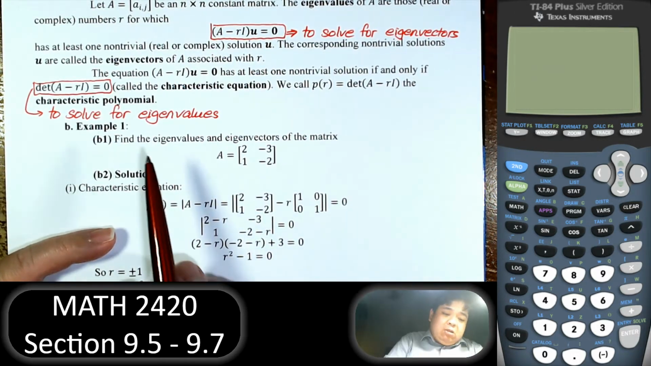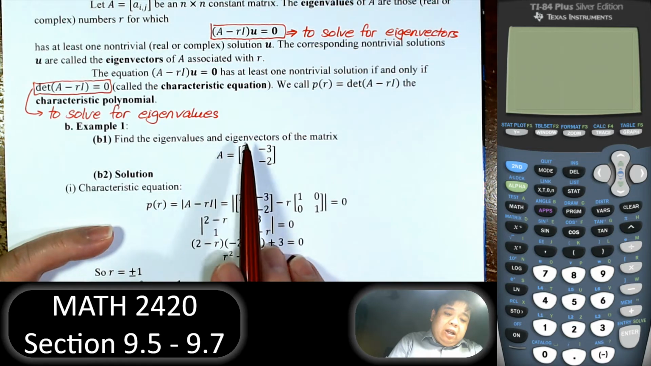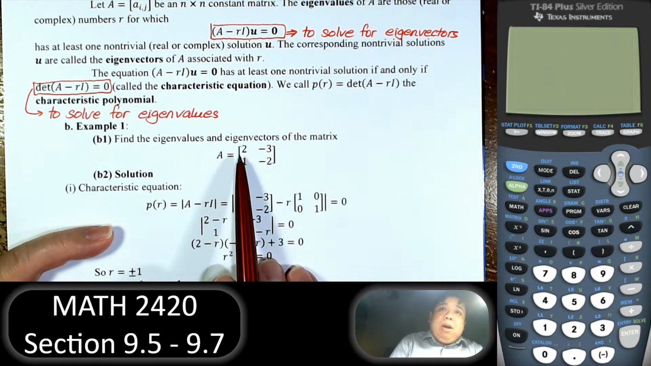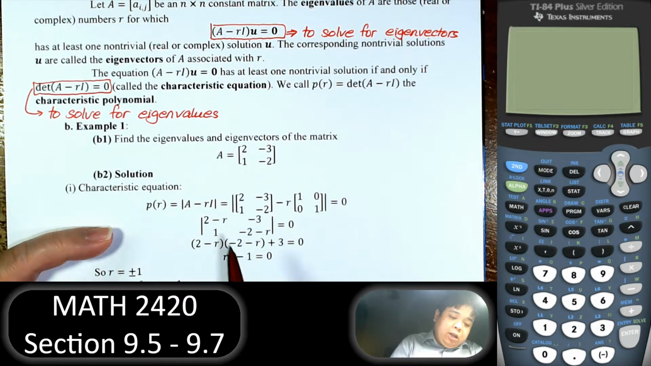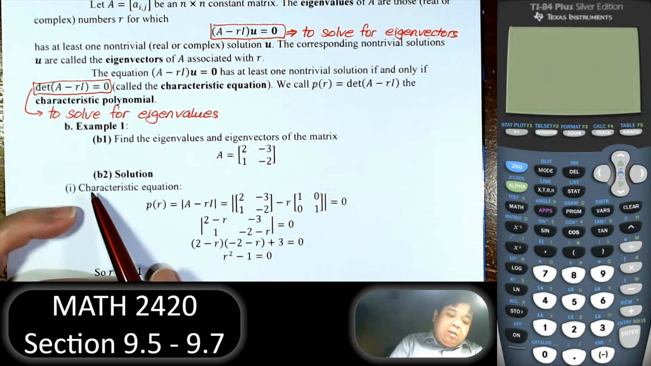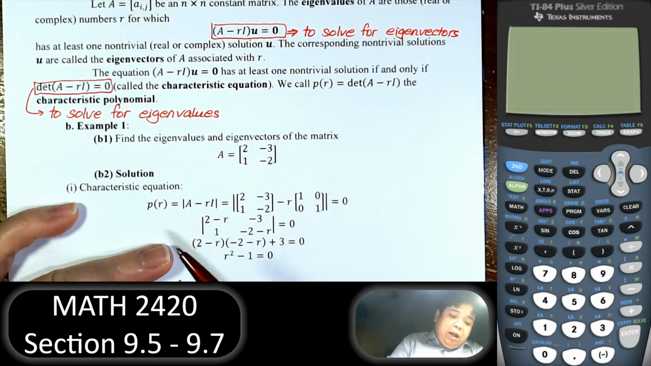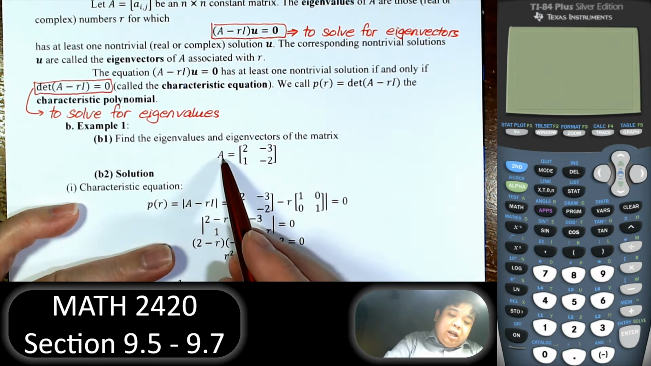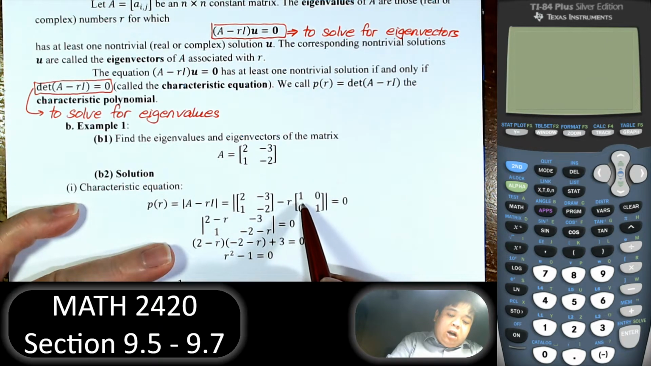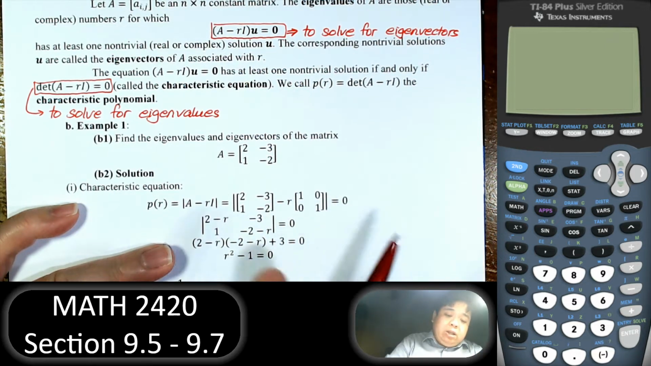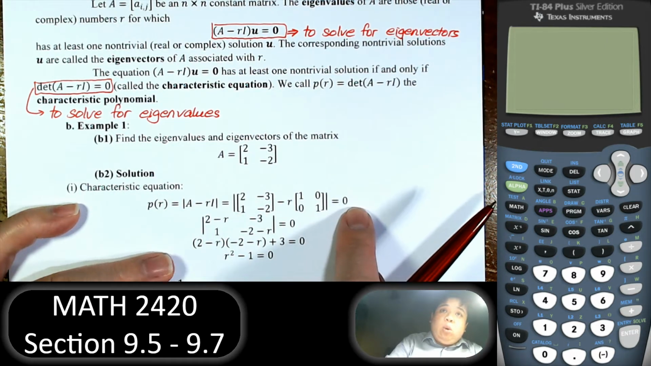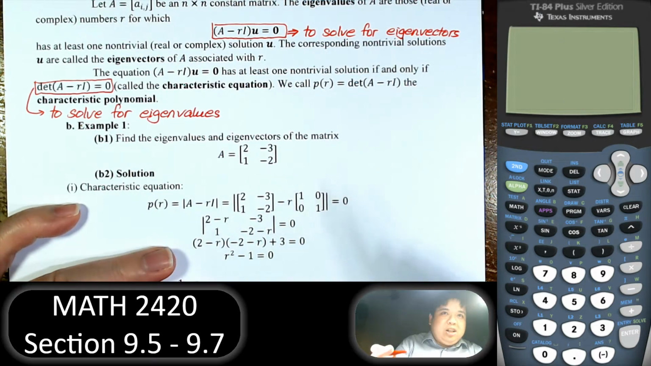Right. Now just find the eigenvalues and the eigenvectors of the square matrix. So first, we set up the characteristic equation, meaning that we're going to take the matrix A, subtract R times the identity matrix, 1 on the diagonal, 0 everywhere else. We take the determinant and set it equal to 0. So we know how to take a determinant, right?